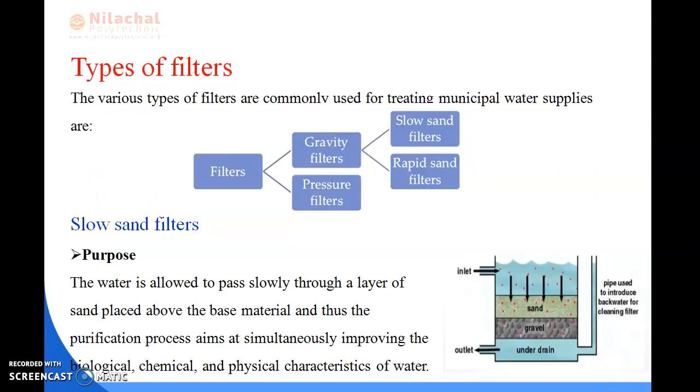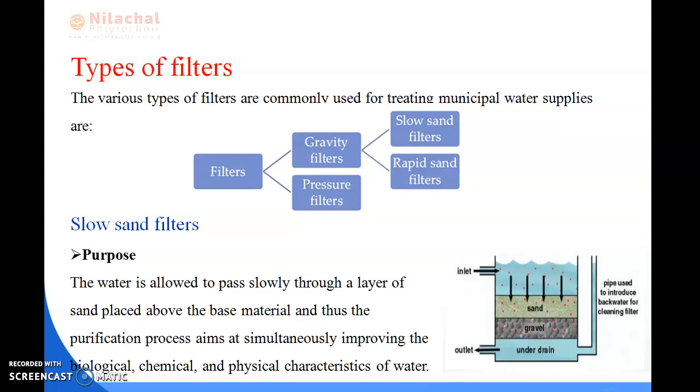Now we will be discussing the types of filters. So what are the types of filters? The filters are categorized into two types. First is gravity filters and next one is pressure filters. The gravity filters are again categorized into two types. First is slow sand filters and second one is rapid sand filters. So today we will be reading about the slow sand filters.